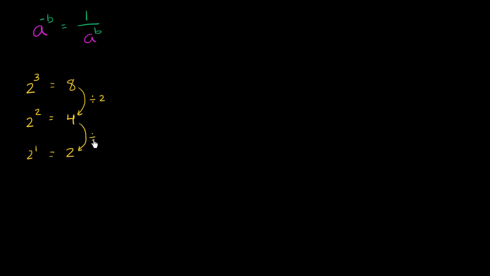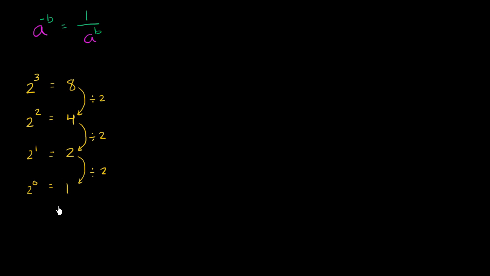Now things are going to get interesting. 2 to the 0th power. And actually, this will help build the intuition of why something non-zero to the 0th power is defined to be 1. Well, so far, every time we decremented the exponent by 1, we essentially divided by 2. So we should divide by 2 again. So if we divide by 2 again, we get 1. And this is part of the motivation why 2 to the 0th power should be equal to 1.